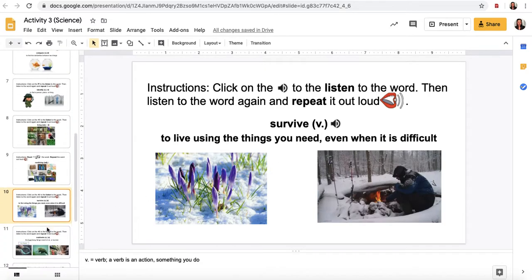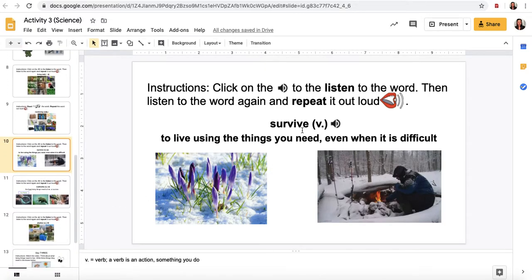Another vocabulary word, survive. Survive means to live using things you need, even when it's difficult, okay? So even, look, despite the snow around it, these flowers have blossomed through the snow, okay? So to survive means to live.